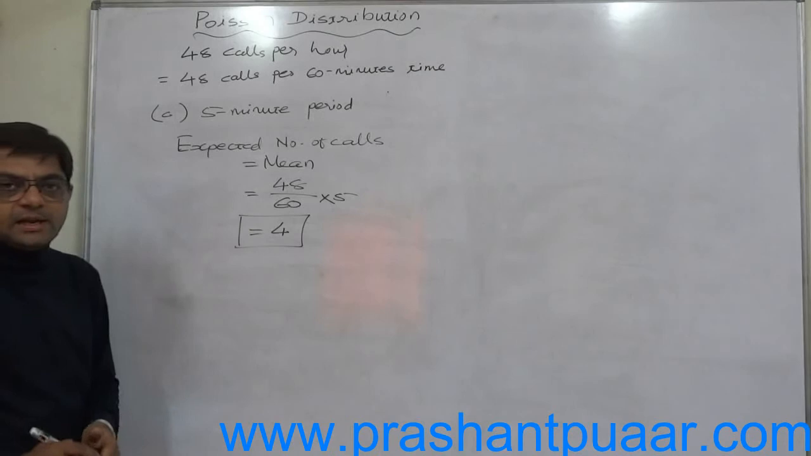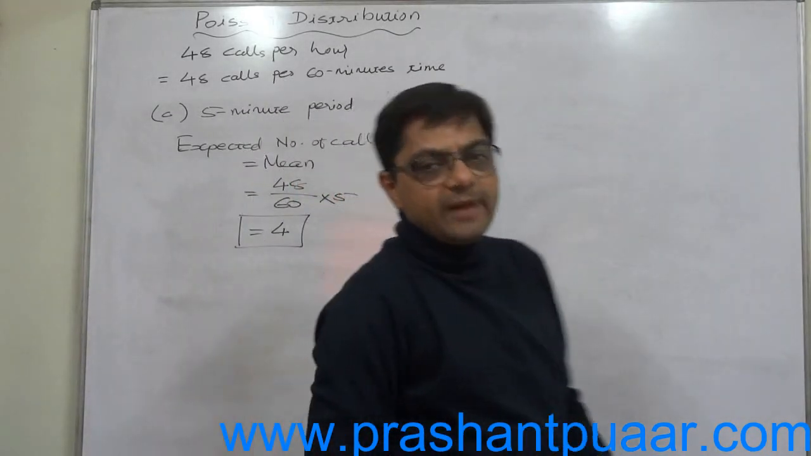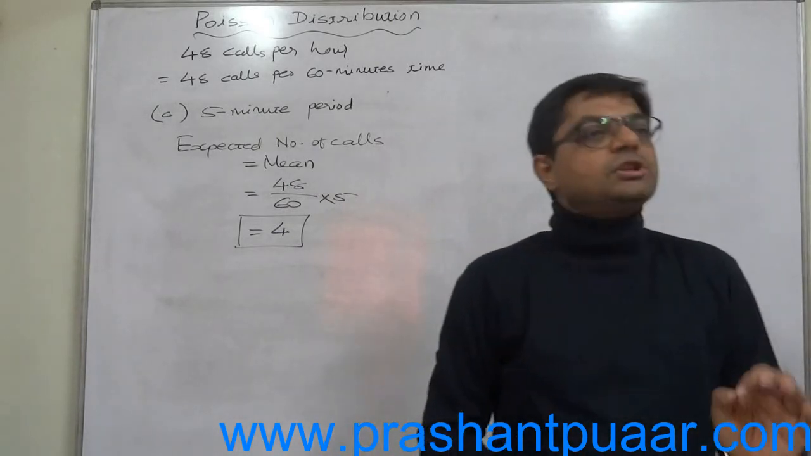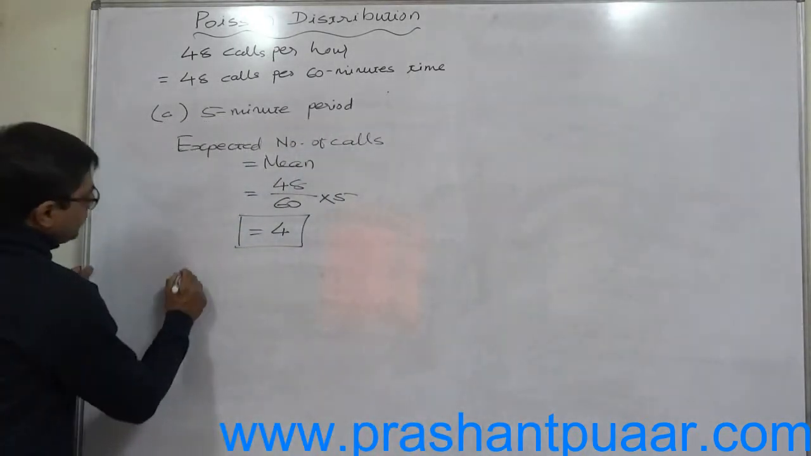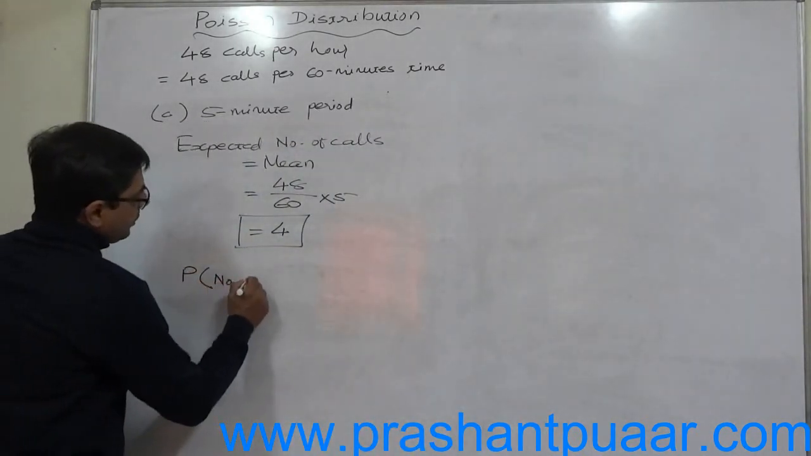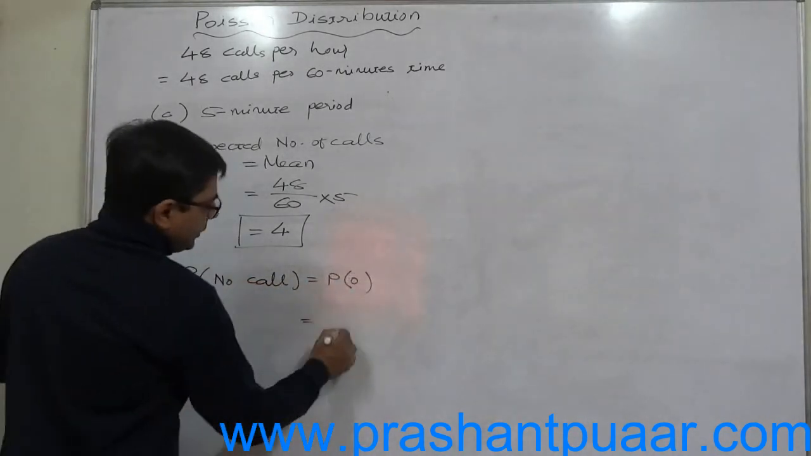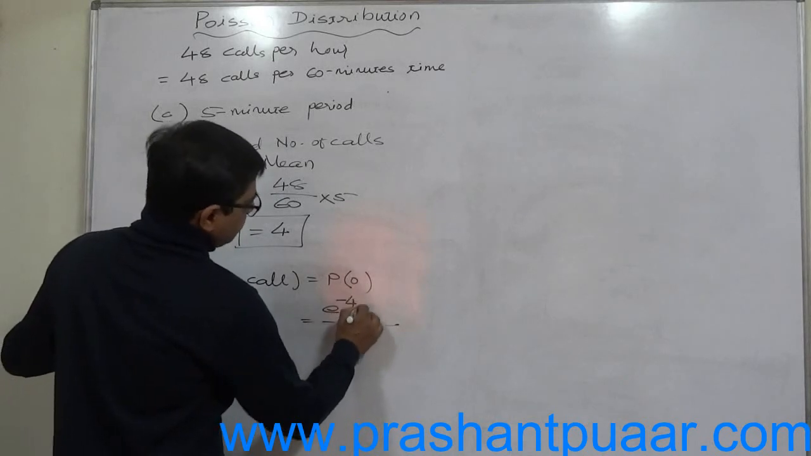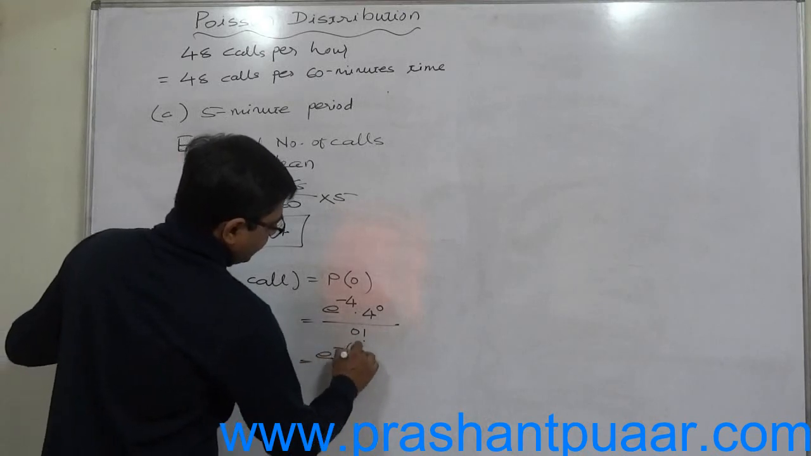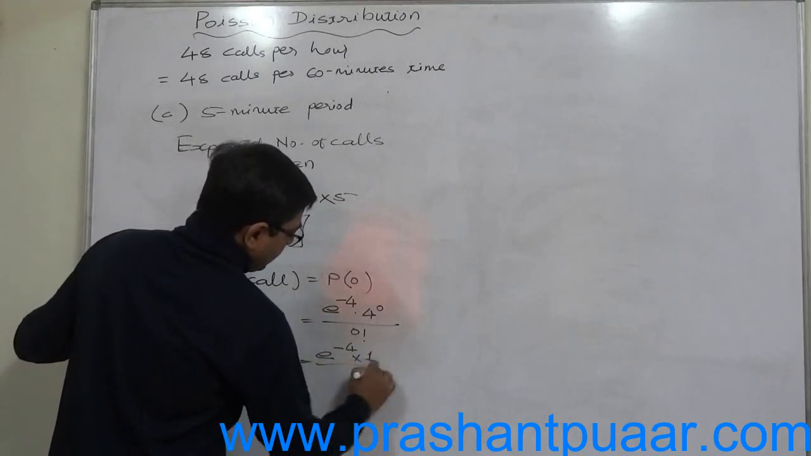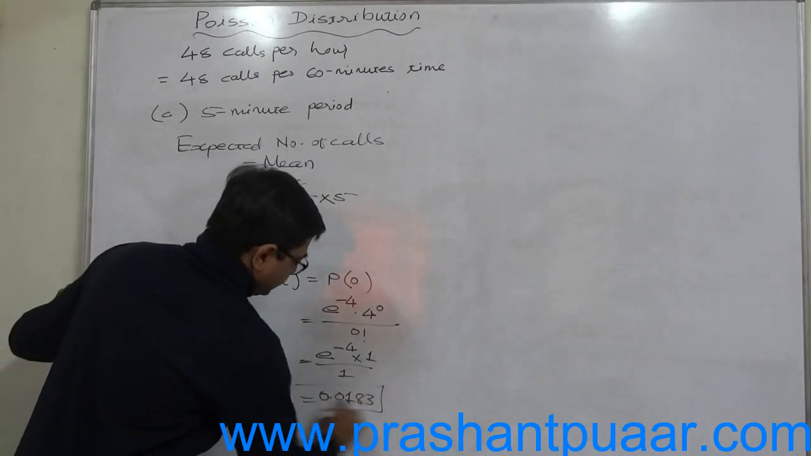What is the probability no phone call will be waiting? No phone call will be waiting, that means 0 phone calls coming on the board during this 5 minute interval. So probability of no phone call waiting equals probability of 0. Probability of 0 means e raised to minus mean into mean raised to 0 upon 0 factorial. That means e raised to minus mean into 1 upon 1. That means 0.0183.